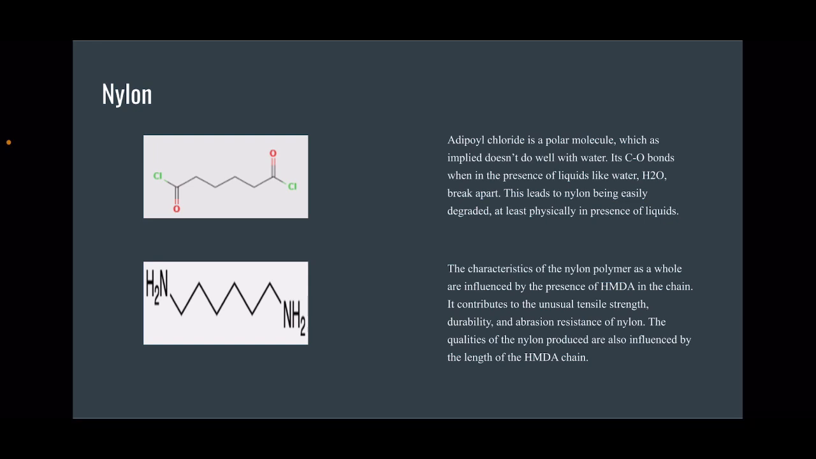It contributes to the exceptional tensile strength, durability, and abrasion resistance of nylon, and the qualities of nylon produced are also influenced by the length of the HMDA chain. Utilizing various monomers such as HMDA, numerous nylon variants are produced, including nylon 6 and nylon 66.